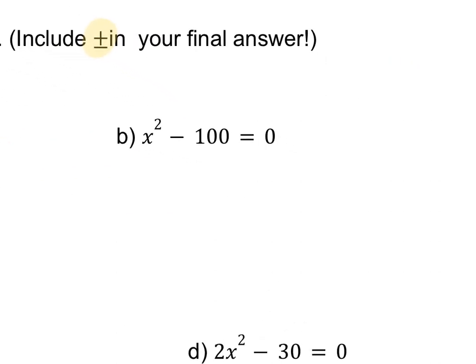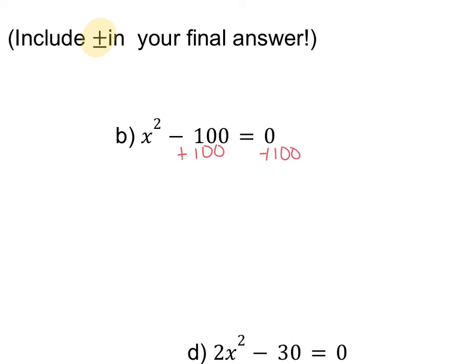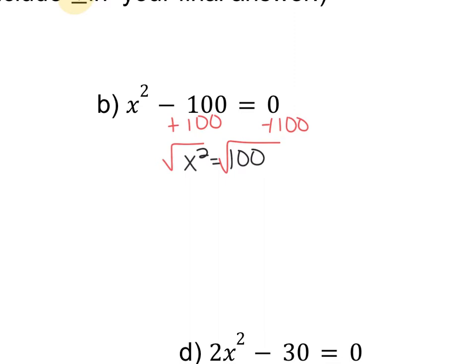Okay, so this one, what do I need to do? Well, right now, the x squared is not by itself, so I need to add 100 to both sides. So I have x squared equals 100. So go ahead and take the square root. So x equals plus or minus the square root of 100, which is 10.